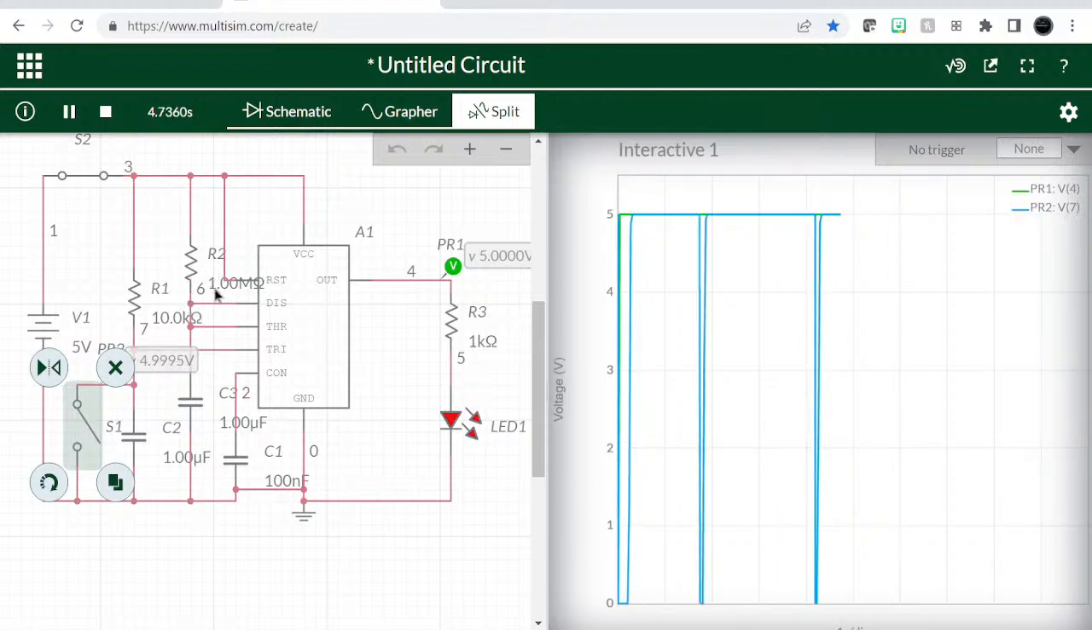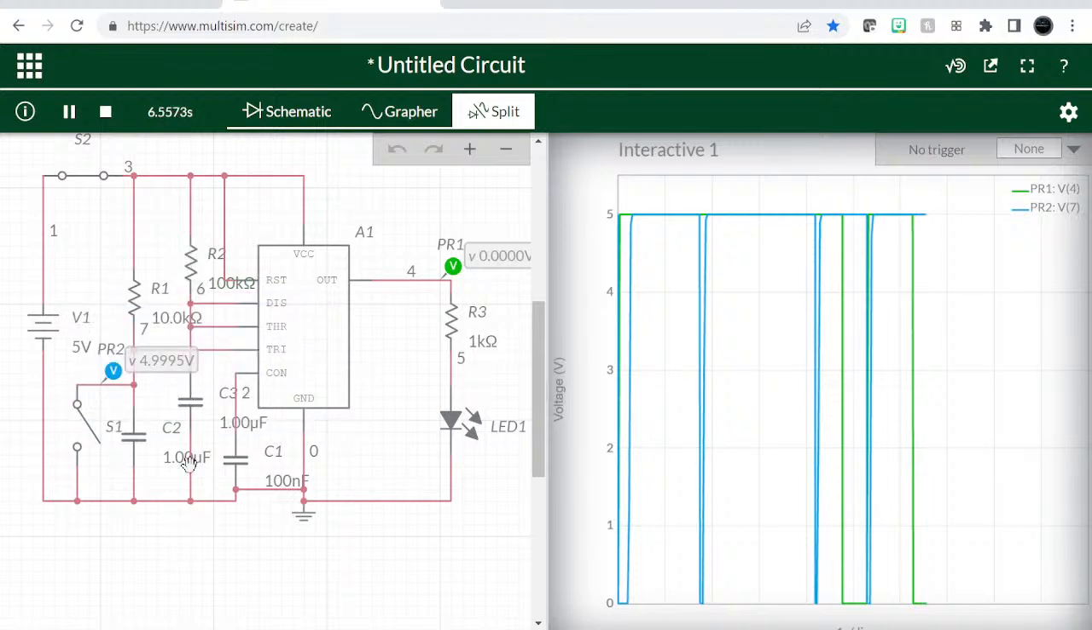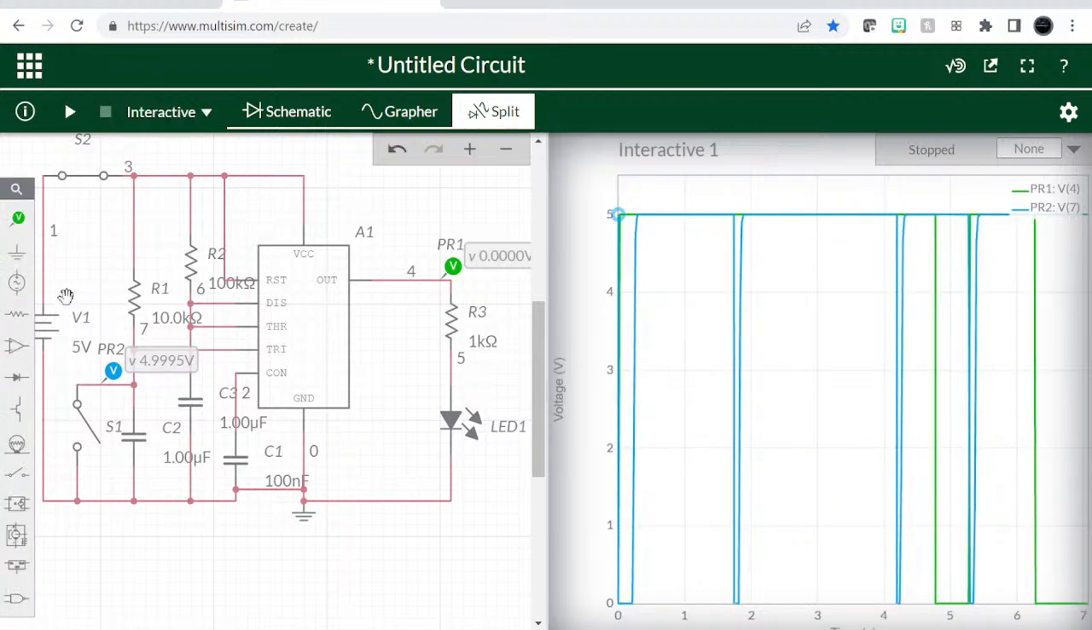All right, 1 meg. Yeah, so the monostable period is really long. Let's try again. Yeah, the monostable period is long. So let's reduce this resistor. Initially, we had increased the wrong value of capacitor, and that's why we were getting the other pulse. So let's stop this and start it again.